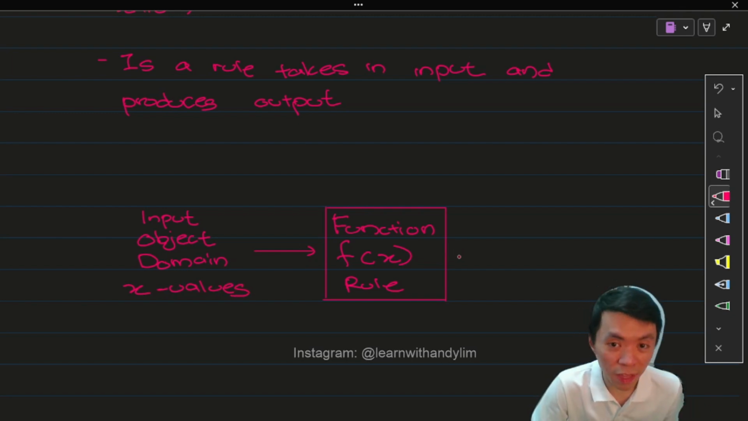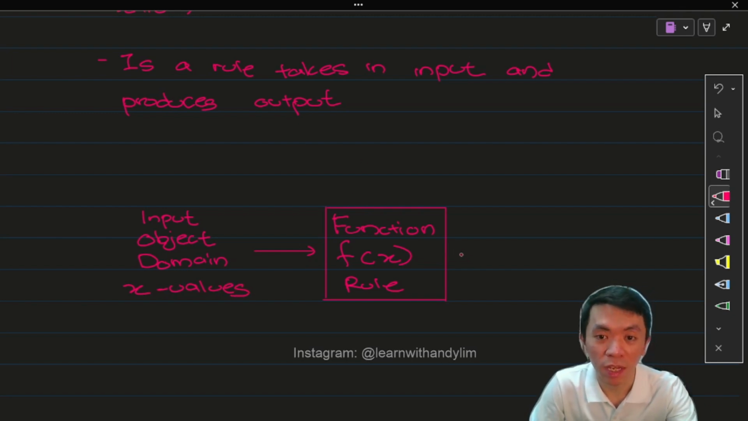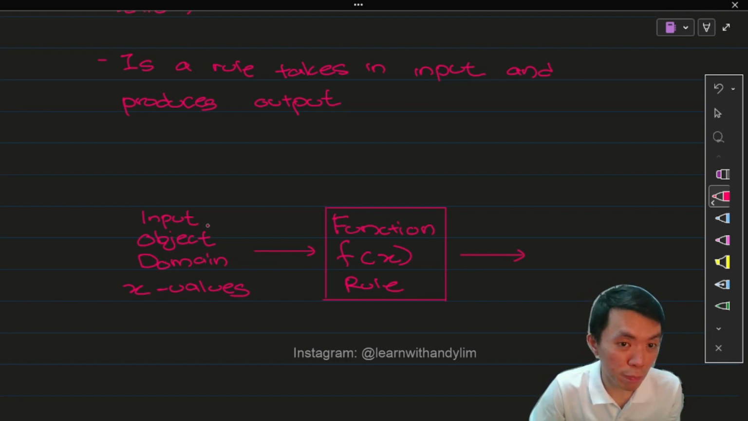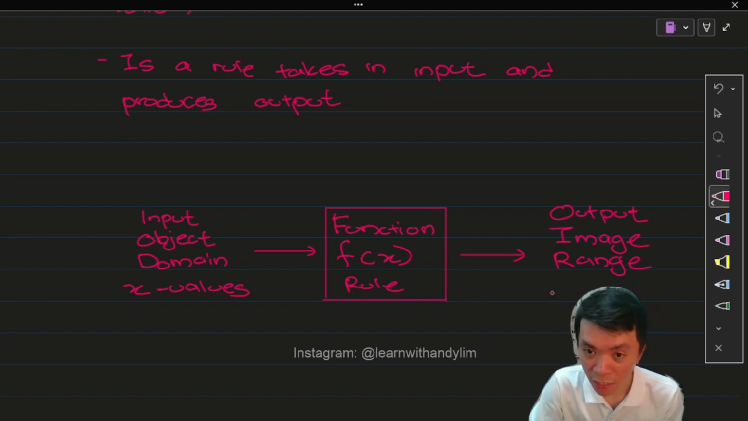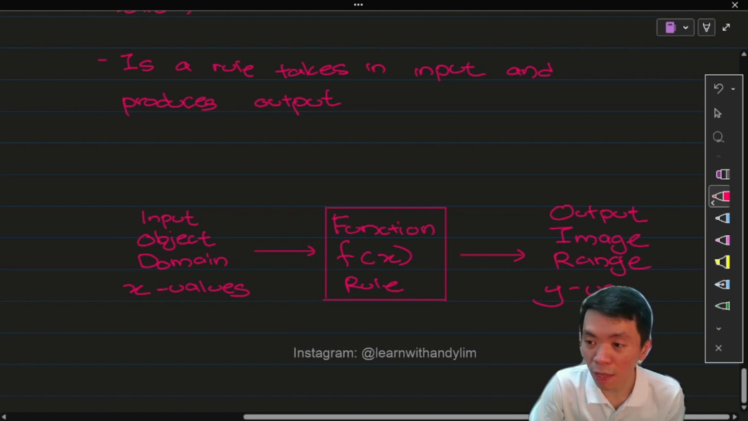What comes out of it? I have my output. If I have input, I'm gonna have output. If I have object, I'm gonna have image. If I have domain, I'm gonna have range. Last but not least, the one that we are familiar with, our y value.